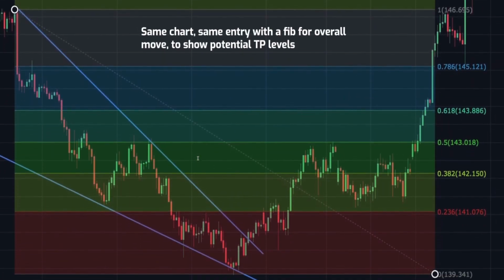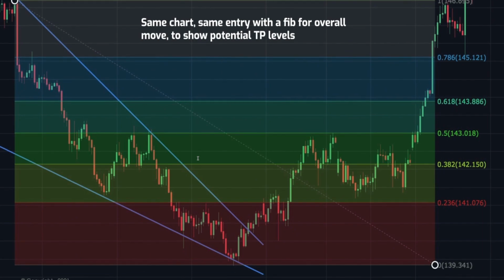Same chart, but this time we've got a fib for the overall move to show the potential take profit levels. So here we've got our wedge in place, we've broken that there, and now we can see our levels.